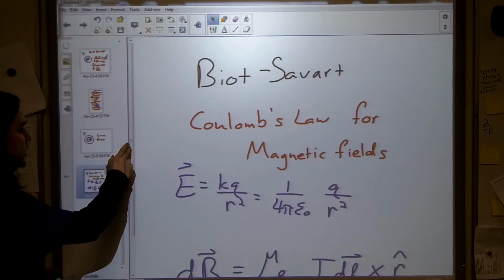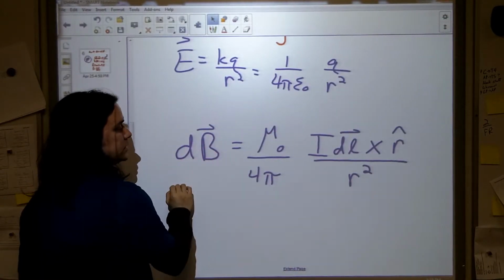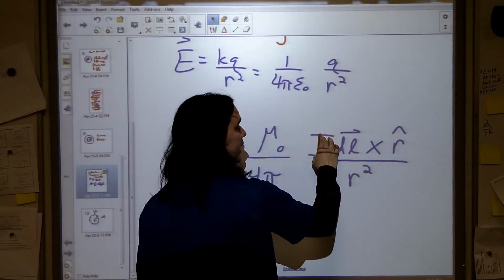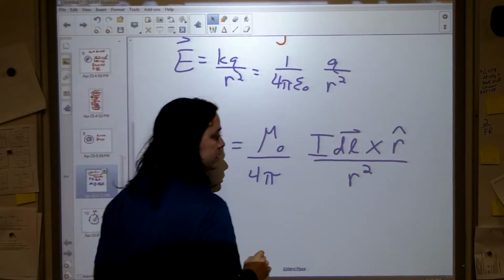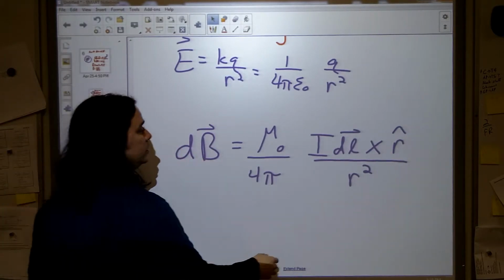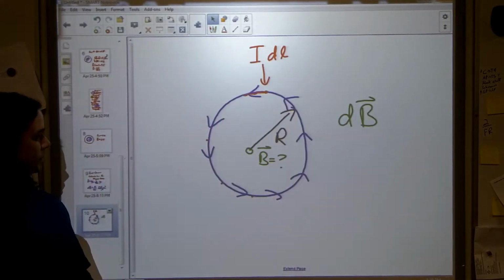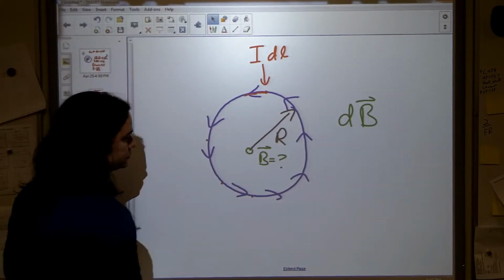This is why we've got that notation for the dB and the dL. An infinitely small piece of the magnetic field is being created by a current at an infinitely small piece of our wire. If we want to know what the total magnetic field is, we look at the current going through the total wire. So here's what we're going to do.